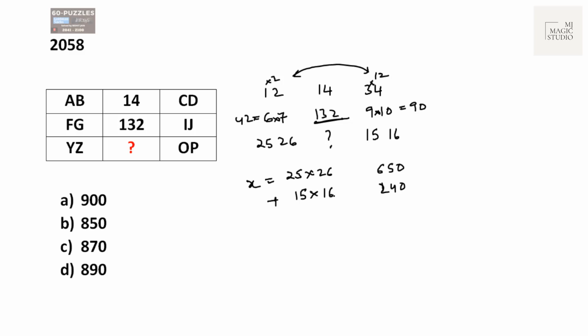Yes, 650 plus 240. So this is 890. Value here should be 890. That is in option D.